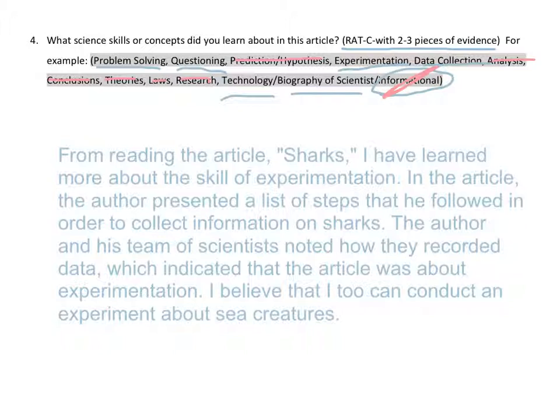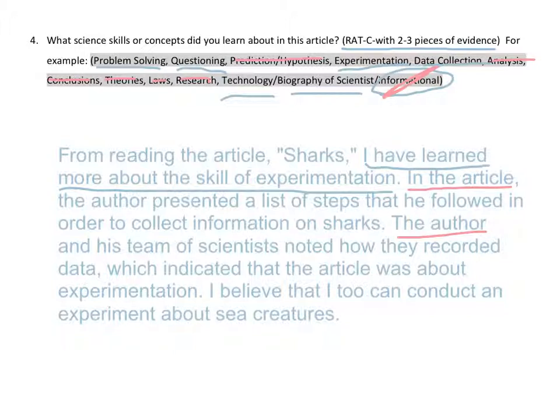I have learned more about the skill of experimentation. That is my answer. Then I present two pieces of data. I begin with, in the article, noting where I found the information. In the article, the author presented a list of steps that he followed in order to collect information on sharks. Here's my second piece of evidence. The author and his team of scientists noted how they recorded data, which indicated that the article was about experimentation.